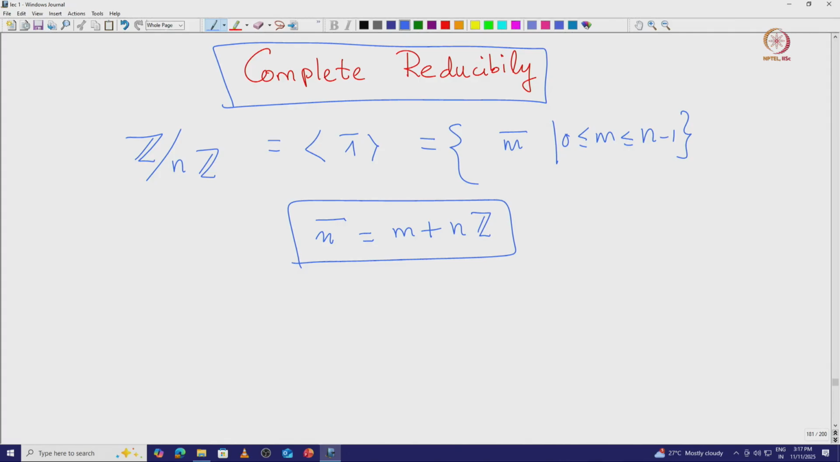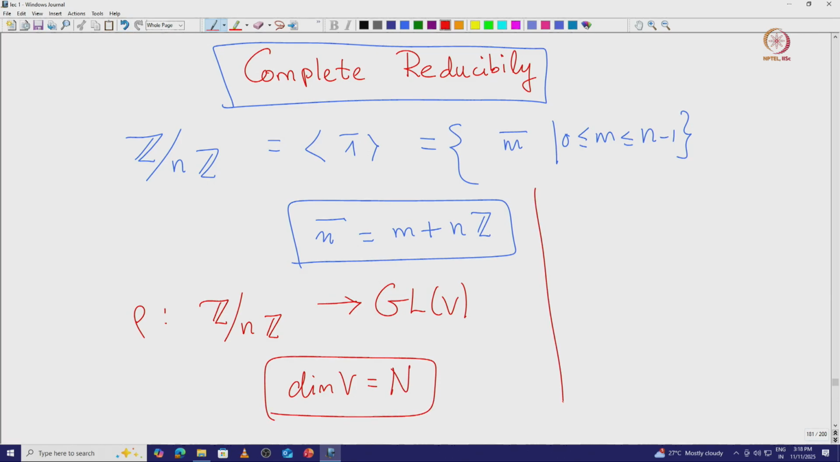Now we are interested in understanding finite dimensional representations of these cyclic groups. So let us take a representation, let us call it V. Let us say rho is a representation of this group Z modulo nZ, where the dimension of V is indeed finite. Let us call it capital N.